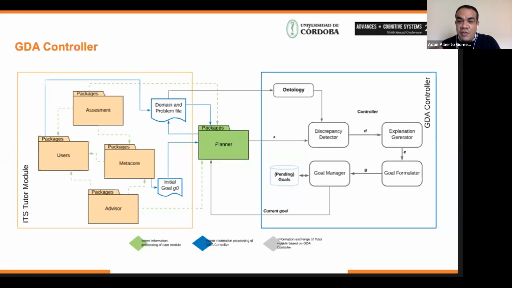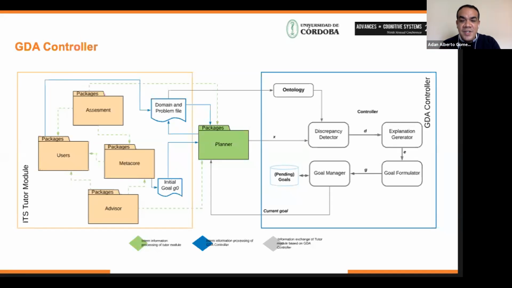Each goal represents the pending goals of the ITS GDA controller. This initial goal constitutes from the response to an explanation and a discrepancy in the ITS's current state. Then the goal manager updates the goal pool, adding the new goal, which may also ensure other edits, for example, to remove and to modify goals.